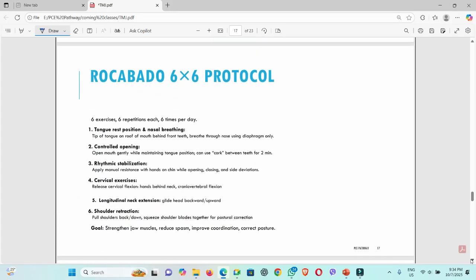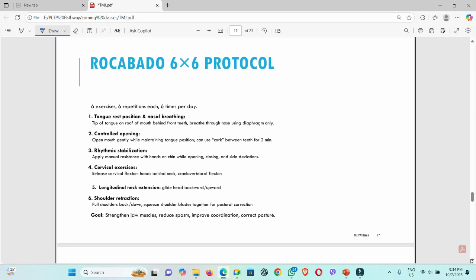There is one exercise called Rocabado 6x6 protocol. 6 exercises, 6 repetitions, 6 times per day. You can refer to Dutton. This is a small paragraph. It will hardly take 5 minutes for you to read about it. Okay, what are the 6 exercises? First is tongue rest position and nasal breathing. Tip of the tongue on the roof of mouth behind front teeth. Breathe through nose using diaphragm only.